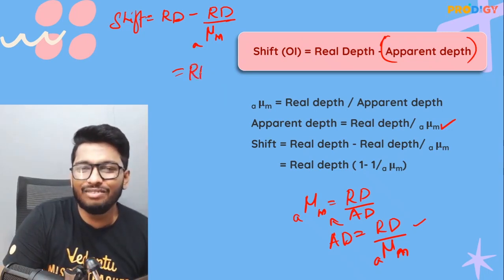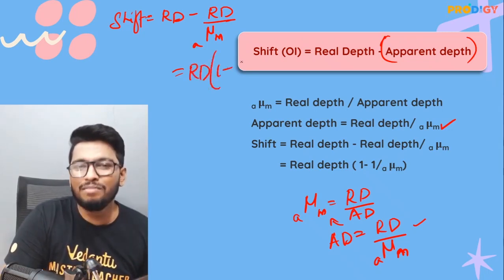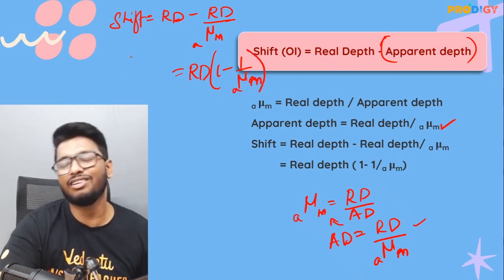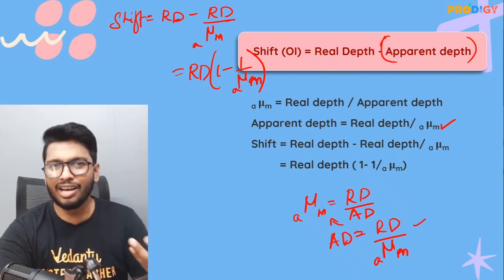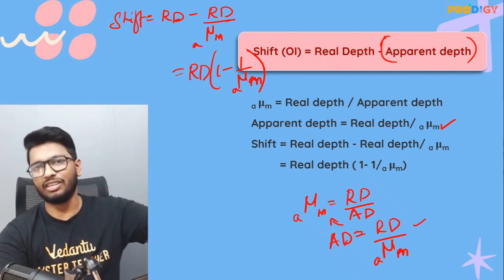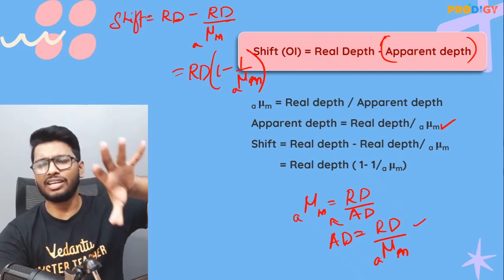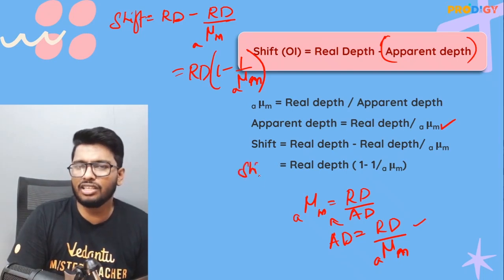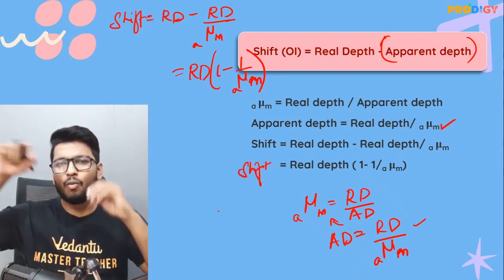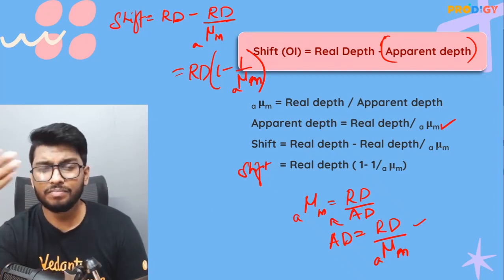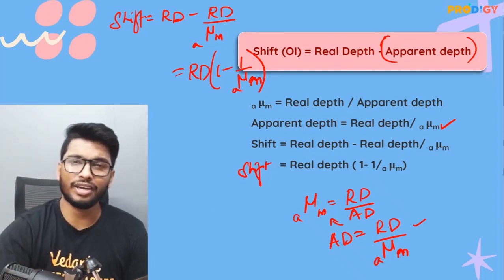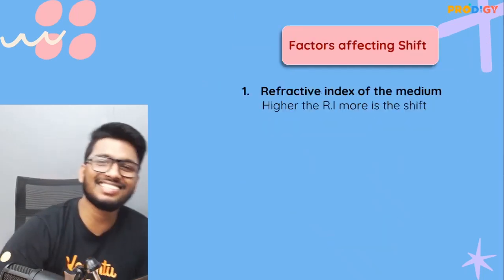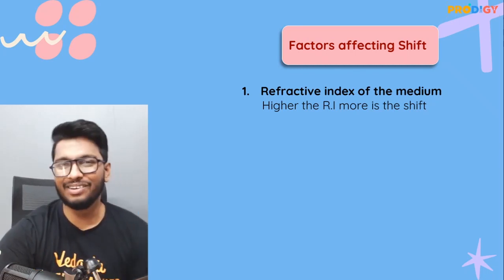All right, so when I take the real depth outside, I can write it as 1 minus 1 by refractive index of the medium with respect to air. So this is another formula to find out the shift. Sometimes they might ask you to find out the shift. They might give you the real depth of the medium and the refractive index, and you might be asked to find out the shift. So if you use this formula, shift is equal to real depth into 1 minus 1 by refractive index of the medium, you'll be able to get the shift in that particular medium. All right, so that is one more small derivation that you must remember.